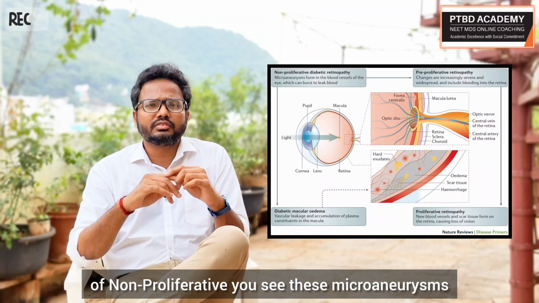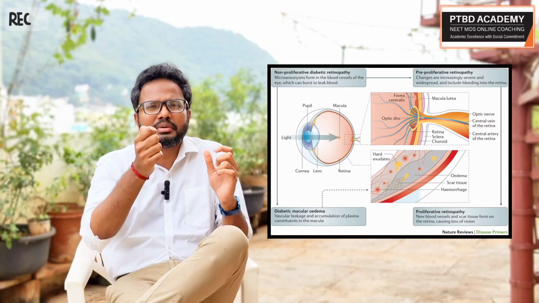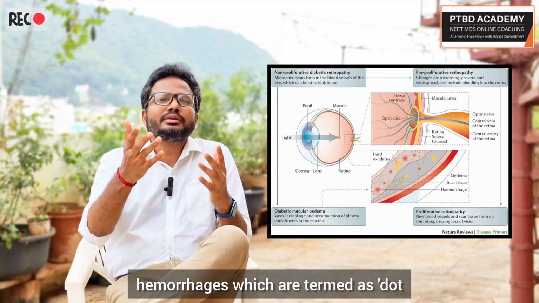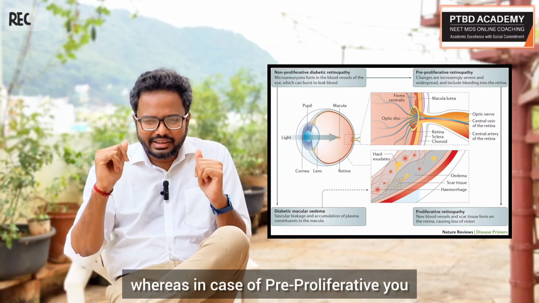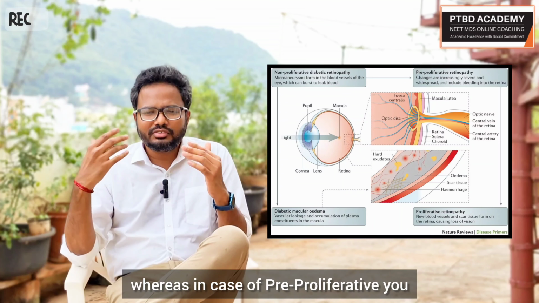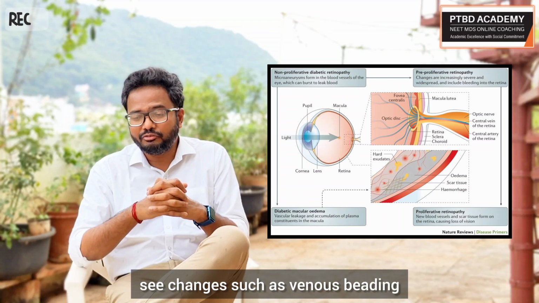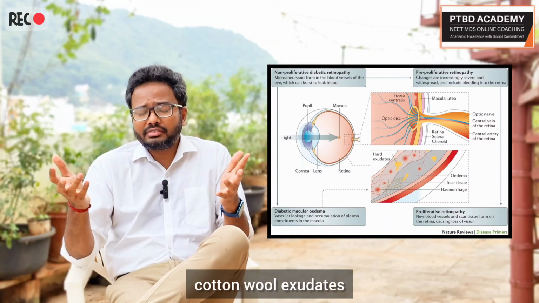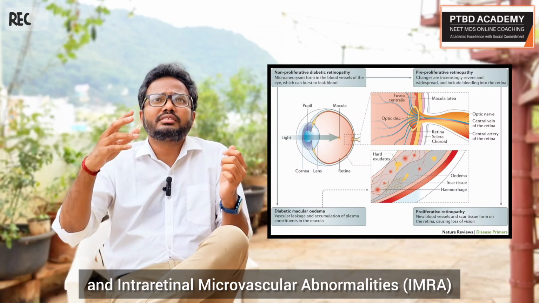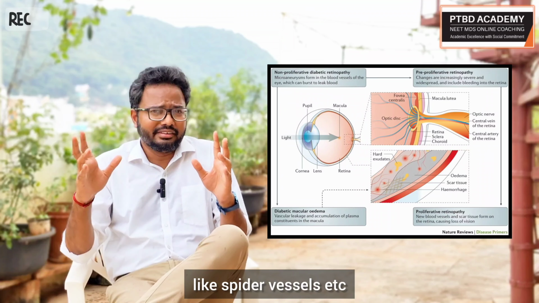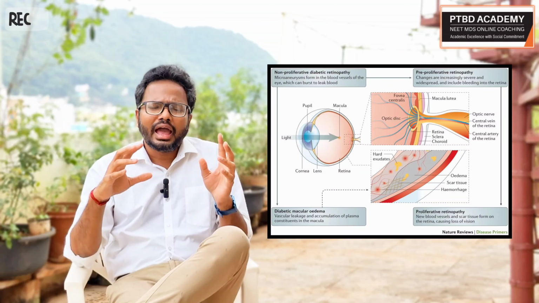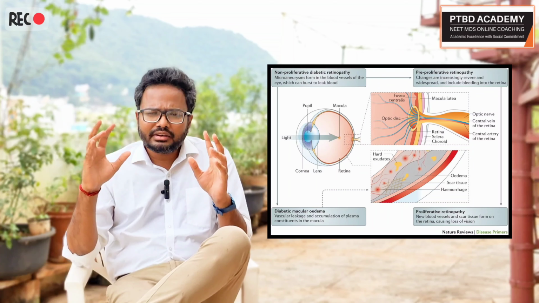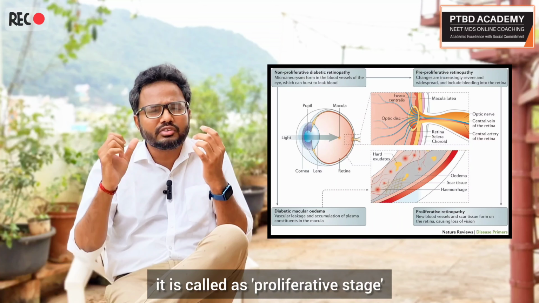In case of non-proliferative, you see microaneurysms and hemorrhages, which are termed dot and blot hemorrhages. Whereas in case of pre-proliferative, you see changes such as venous beading, cotton wool exudates, and intraretinal microvascular abnormalities like spider vessels, etc., which we'll show a bit later. And in proliferative retinopathy, you can actually see a proliferation of blood vessels, formation of various new blood vessels, neovascularization, hence it's called the proliferative stage.